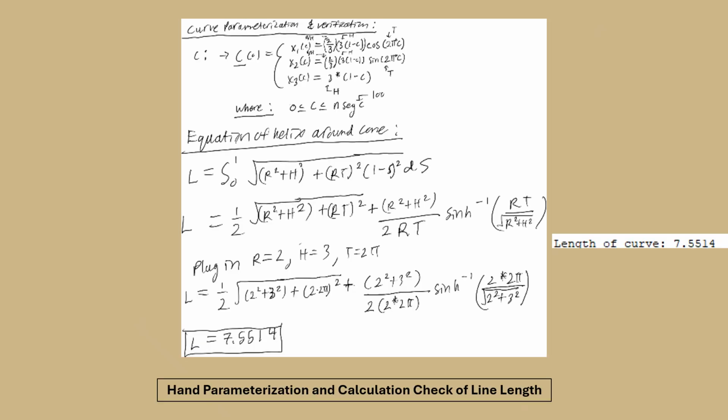I was able to verify the length of my line by deriving the equation by hand. I took the derivative of each of the equations using a derivative calculator, then took the square root and integrated from 0 to 1. I then plugged the constants into the equation and integrated to get the length of 7.5514, which matches the length I got from my MATLAB code.